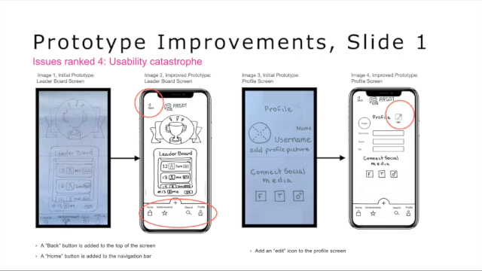Moving on to image 3, this is the initial prototype for the profile screen. One of the participants pointed out that this screen was lacking an edit option. This was also an issue ranked 4, a usability catastrophe. An edit option is critical because it allows the user to change important information and personalize their account. In image 4, we can see that this was edited and we now have an edit icon.